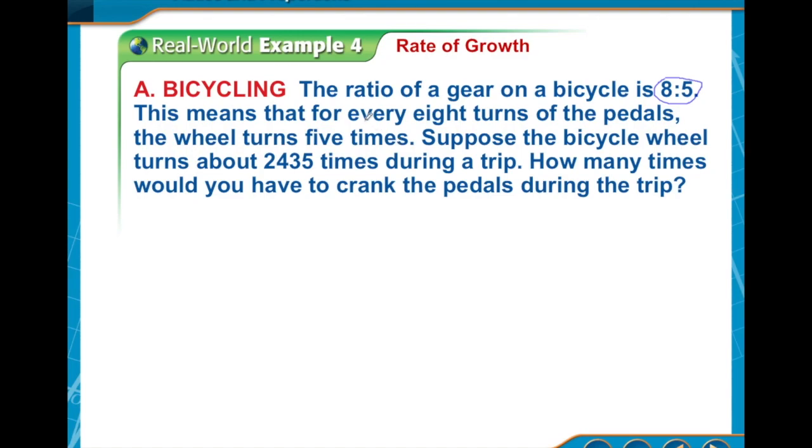Okay, so we're talking about the pedals turning and the wheels turning and how they happen together. So suppose the bicycle wheel turns about 2,435 times during a trip. So that's the wheel. How many times would you have to crank the pedals during the trip? Okay, so this whole thing is just a proportion. And there's one thing missing.